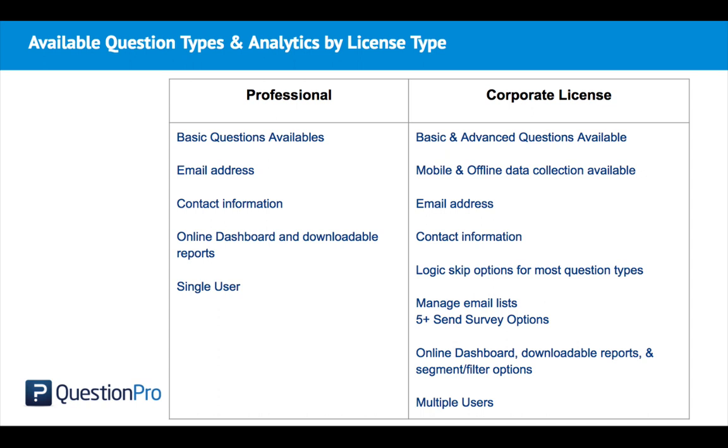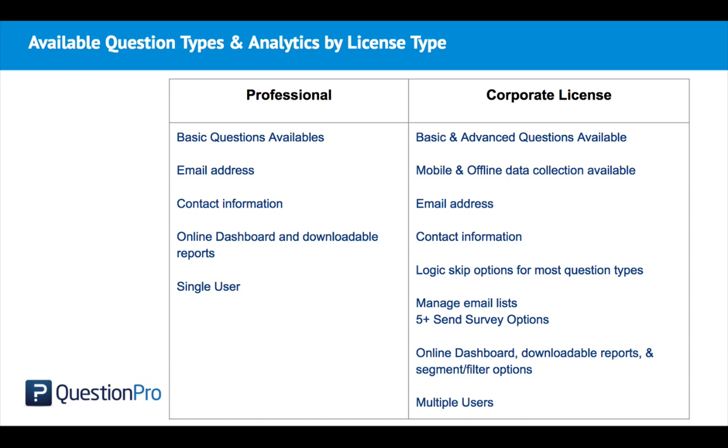And the ones that we will focus on here in particular are the professional license and the corporate license by QuestionPro. With the professional license, you will have access to all of the basic questions, including email address question types, contact information, as well as for reports, online dashboard, and downloadable reports. This is a great license for those that have a single use need or is a single user and is looking just to do some basic surveys.